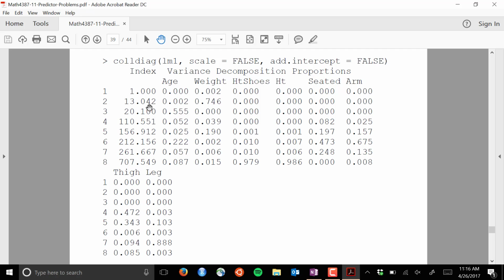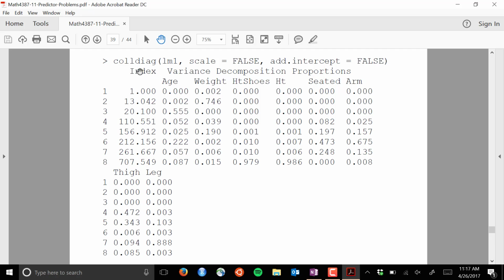I mentioned before that there's a call diag function in the perturb package. In order to make this compatible with what we've done before, we're going to use our fitted linear model. We're not going to scale our predictors, which means just leave them the way they're given in the fitted model. It asks whether we should add the intercept, and we don't want an intercept. In our previous analysis, we removed the intercept from the analysis.